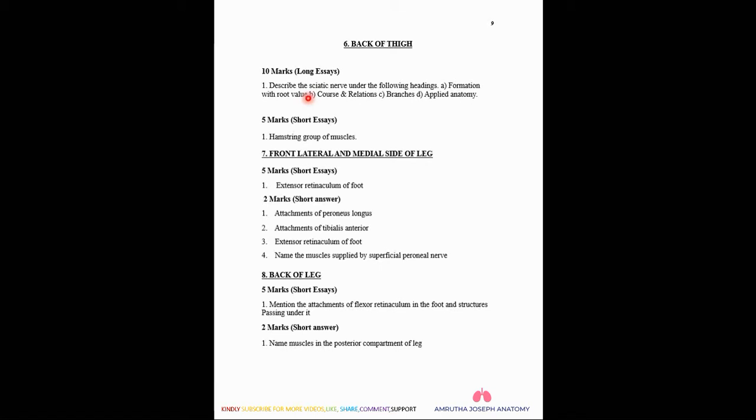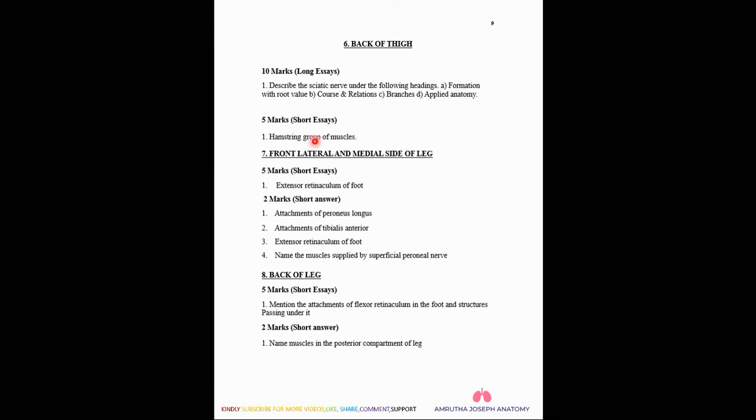So when course is asked, you have to mention the course, how it is passing through, but not in much detail, but you should know at least some points. Relations as well. It is hard to remember all the relations, but remember key relations. Coming to 5 marker, hamstring group of muscles. You know what are the muscles, so please write about that. Attachments and why it is called hamstring muscles, what are the peculiarities of hamstring muscles, all those things.